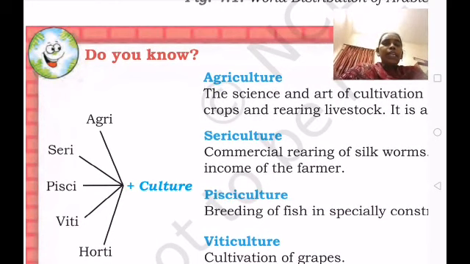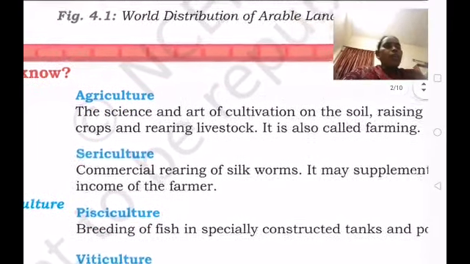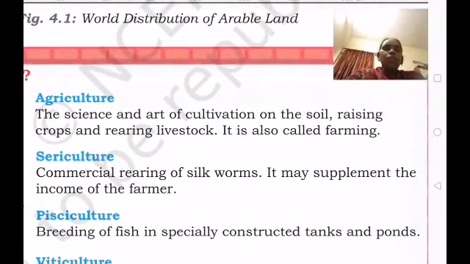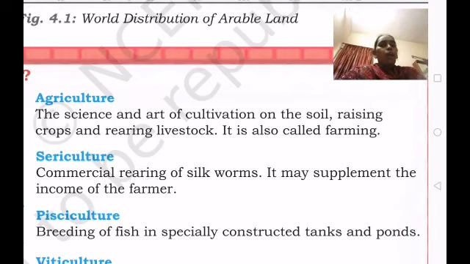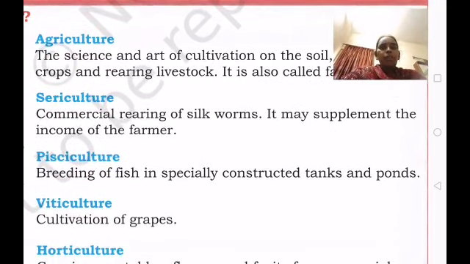Here we are learning about agriculture, and also sericulture, pisciculture, viticulture, horticulture. Agriculture means the science and art of cultivation of crops and rearing of livestock. It is also called farming. The second one, sericulture, is the commercial rearing of silkworms. Commercial means more economic development. It may supplement the income of the farmer, giving more money to the farmer.